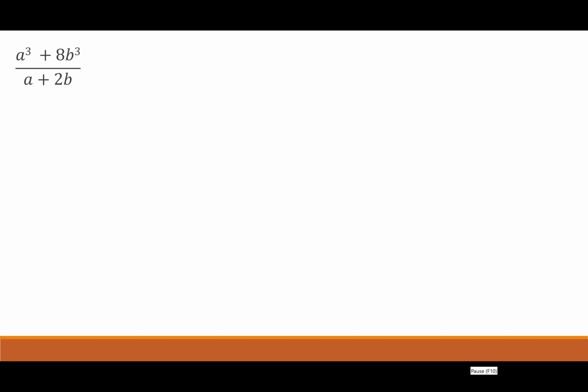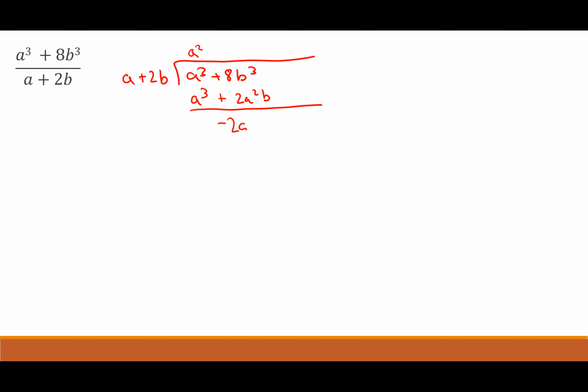Okay, one more long division. Difference here is I've got more unknowns, but we're just going to apply the same logic and say a plus 2b into a cubed plus 8b cubed. Okay, so let's have a look at this. That's going to be a squared, and we're left with a cubed plus 2a squared b. Okay, so let's take these away, and we're going to be left with negative 2a squared b plus 8b cubed.